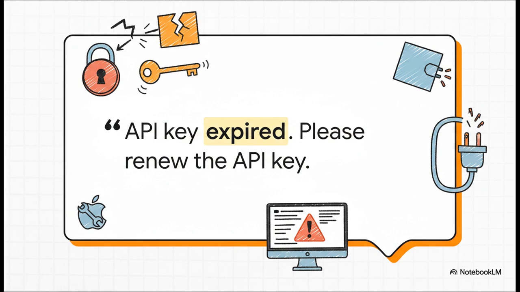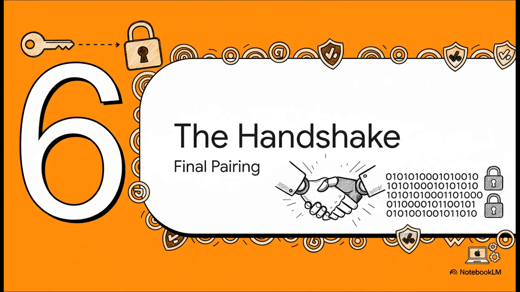This one is simple, but still a frustrating roadblock. The security key you're using to talk to Google is no longer valid. You just need to replace it. So, with a new API key and the right model selected, we've finally reached the last step. This is the security handshake that proves you are the true owner of the bot.